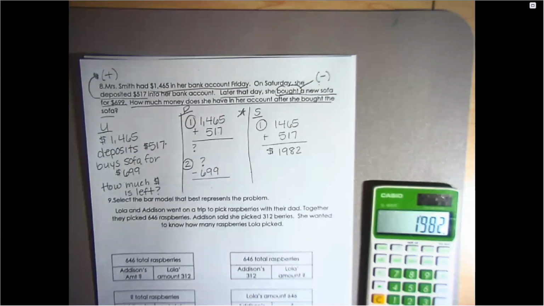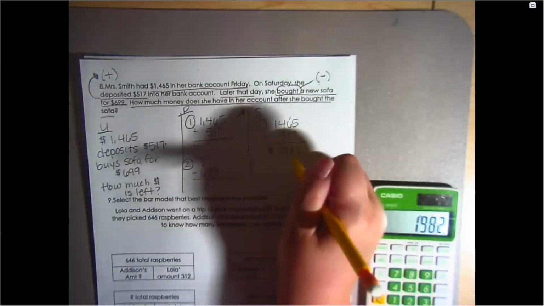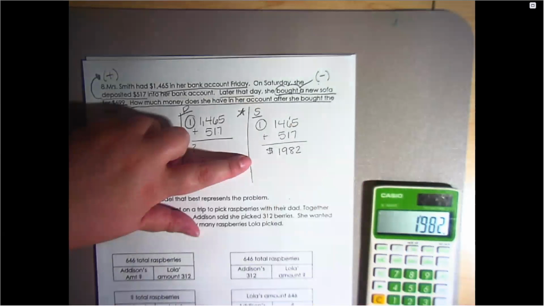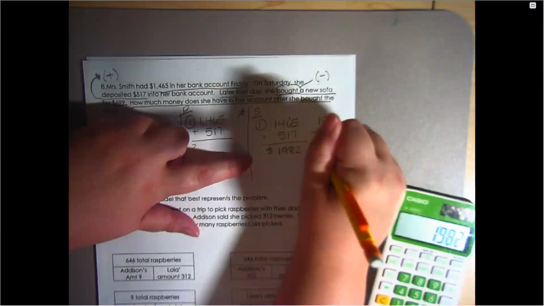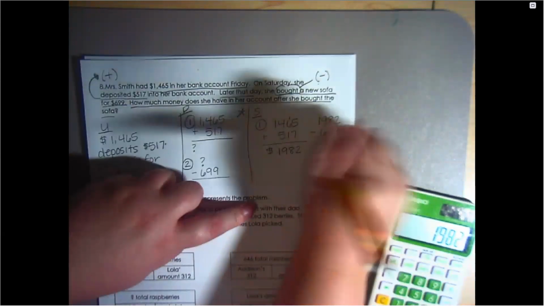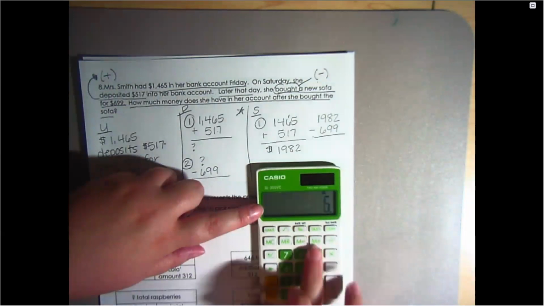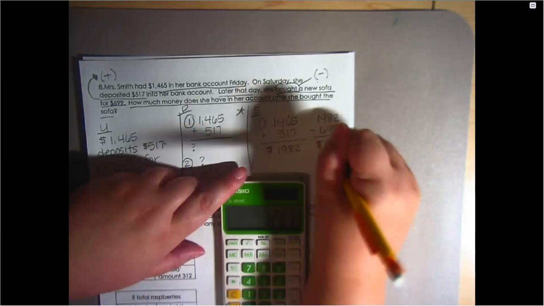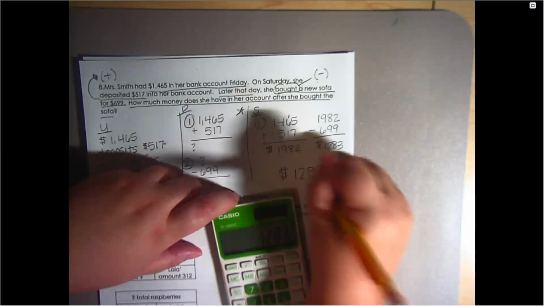Let me make sure I'm right here. 5 plus 7 is 12, plus 1. 6 plus 1 is 7, plus 1 is 8. Yep, okay. So I'm going to take this total, and now I'm going to subtract $699. So 1,982 minus 699. All right, so I have 1,982 already in my calculator, so I'm just going to subtract 699. And I have left over $1,283. So my answer is $1,283.